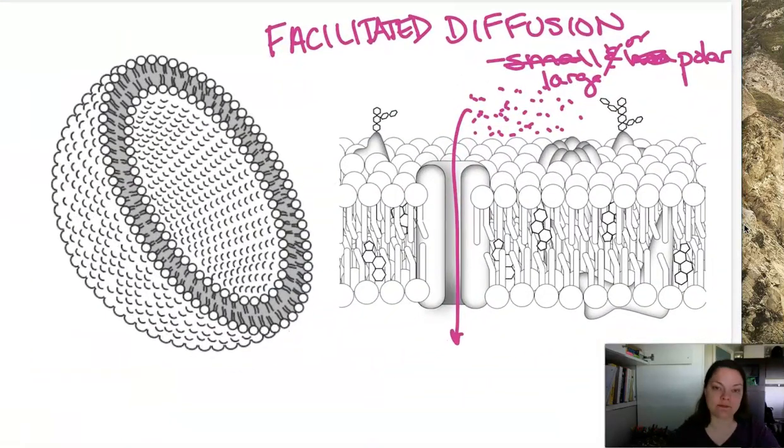For example, we can be looking at glucose. Glucose is a pretty large molecule compared to oxygen. It's going to be able to get into cells only if those cells have a glucose transporter. And as it turns out, most cells do, because glucose is going to be so important.